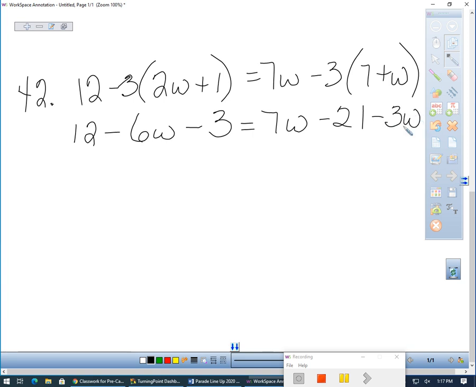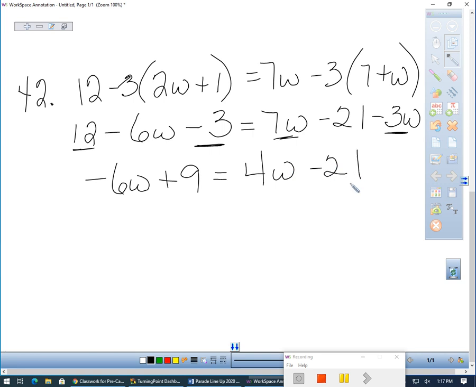Now we collect like terms on each side. On this side, we can put together our 12 and our 3, or negative 3, excuse me. So we have negative 6w plus 9 equals, over here, what can I put together? Good. The 7w and the 3, or negative 3w. So you get a total of 4w minus 21. Now we want to move our w's to this side and then our 9 to that side. So I'm going to subtract 4w from both sides.